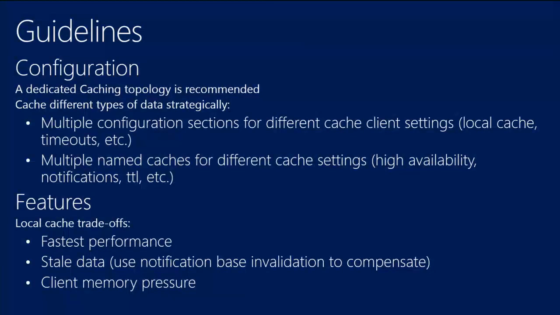If you need to keep different amounts of data in the cache, living for different times, with different expiration policies or with different features, then you can use different configuration sections, kind of like what we did in the demo app. The demo app was a little contrived, but it does show you how to use different sections. Just keep in mind, local cache can give you the fastest performance, but you've got the possibility of stale data. If you put too much in the local cache, you can get client memory pressure.